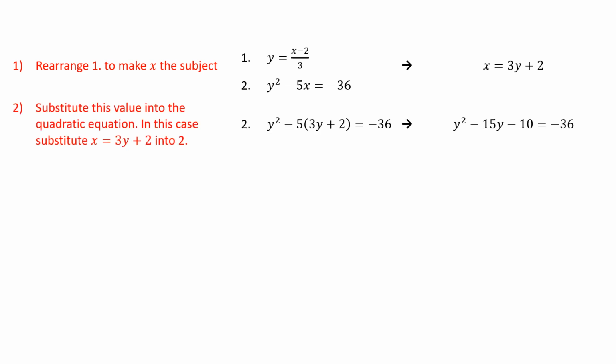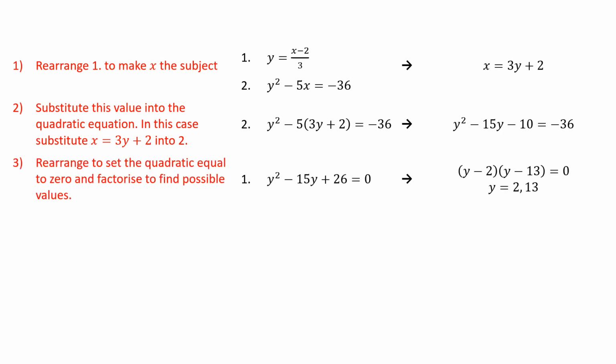So we do this, we simplify, and we set equal to 0. And now we need to factorize to get our values of y. So we can factorize this as (y - 2)(y - 13) = 0. So our solution pair for y is 2 and 13.